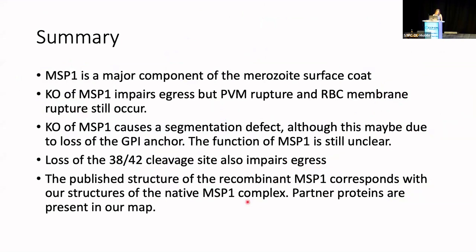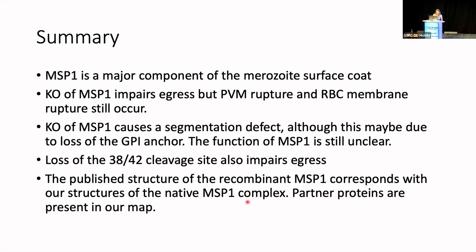Just to summarize, MSP1 is a major component of the merozoite surface coat. Knockout of MSP1 impairs egress, but rupture of the parasitophorous vacuole membrane and red blood cell membrane still occur. Knockout of MSP1 also causes a segmentation defect, but this may be due to the loss of the GPI anchor. So the function of MSP1 is still unclear.